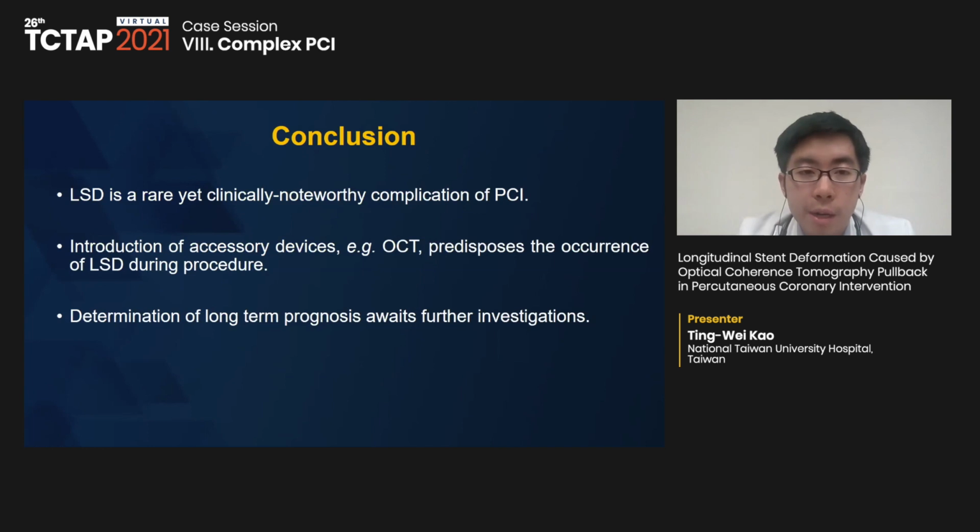The LSD is a rare yet clinically noteworthy complication of PCI. So introductions of accessory devices such as OCT predispose the patient to experience LSD during the procedure, and the determinations of the long-term prognosis await further investigations.